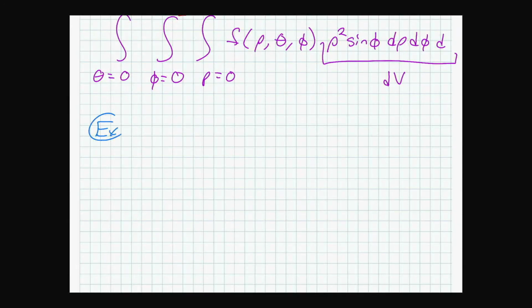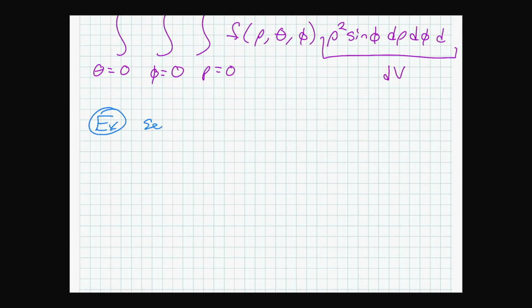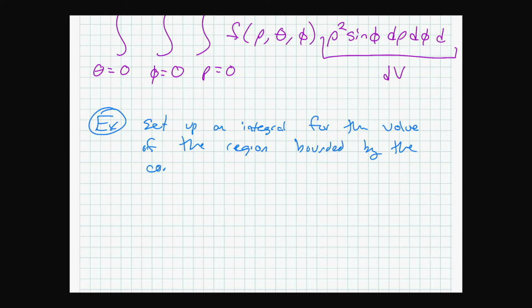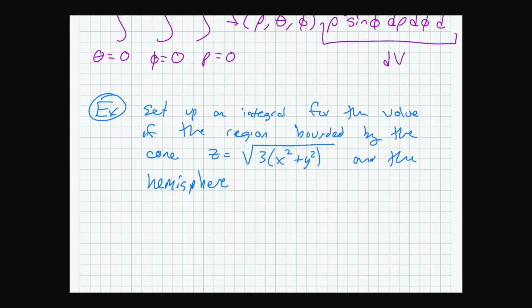So if we say, set up an integral for the volume of the region bounded by the cone z equals square root of 3x squared plus y squared, and the hemisphere, which again just means half of a sphere, z equals square root of 4 minus x squared minus y squared.